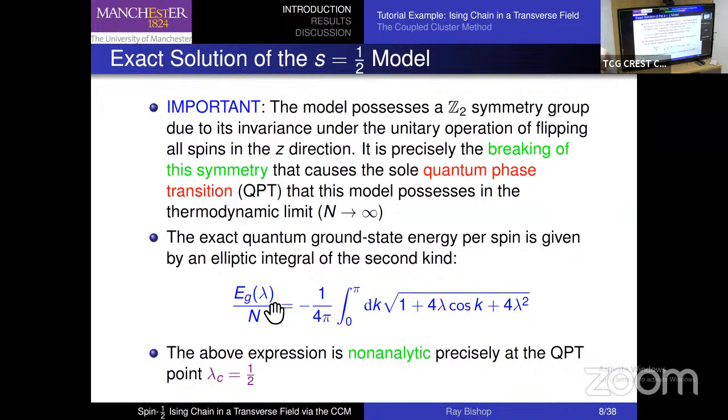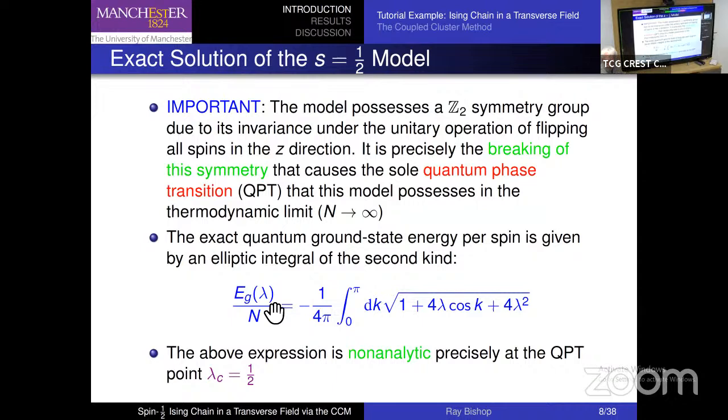Where's the phase transition? It's not obvious here because this is an expression for all values of lambda. But if you look at this carefully, you see that at the precise point when lambda is equal to a half, that square root is 1 plus 2 cos k plus 1, and cos k can be minus 1, and so that square root can go to 0. And what you find is exactly at that point, it's not obvious from here, but you just stare at it a bit, this expression is non-analytic at lambda equals a half. And that is where the phase transition is. So this lambda critical is a half.